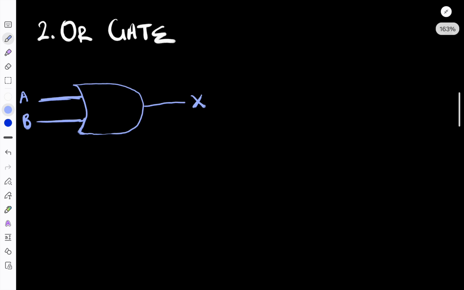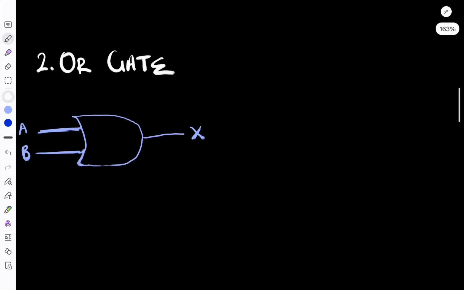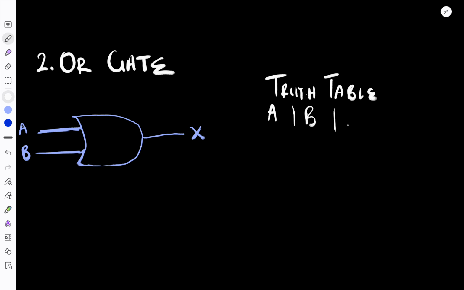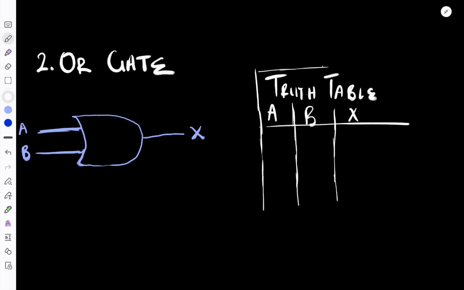So there we go. Now, what is the truth table like? Well, let's put it. We should now be fast. We are going to say truth table. Then we are going to have input A, input B, output X. There we go. How easy is this? This is very easy, isn't it? Very, very easy. So now let's put the truth table. Let's fill it up.